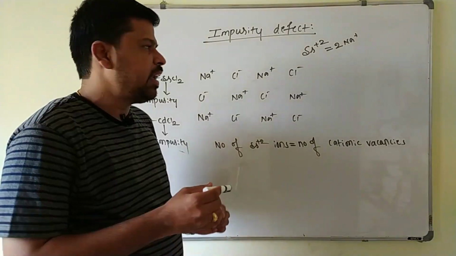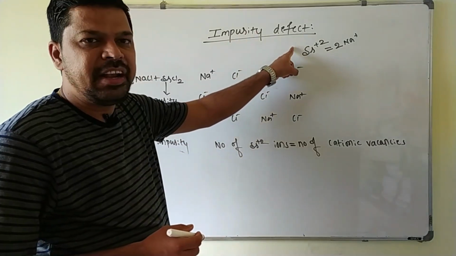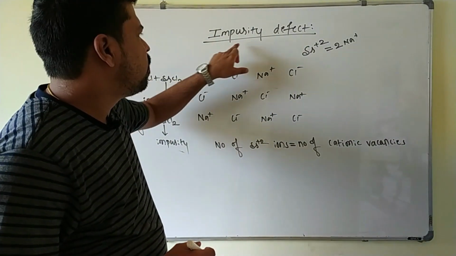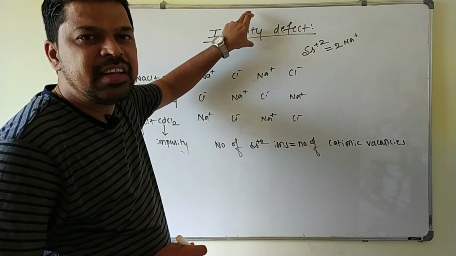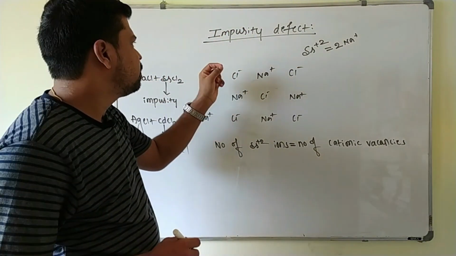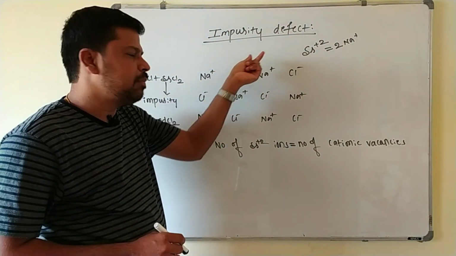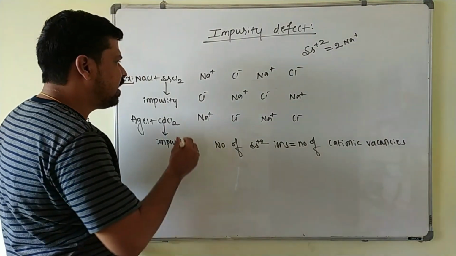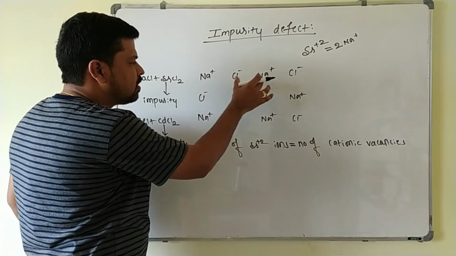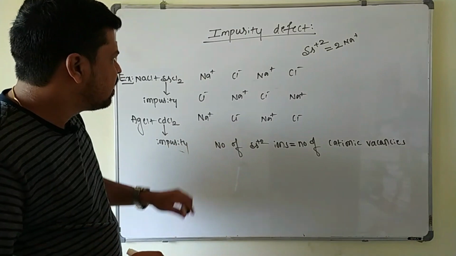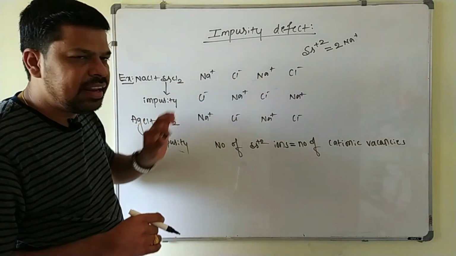Next one. So the next type of defect is impurity defect. In this one, what happens? This defect is created due to the presence of impurity atoms in the crystal. For example, if I take an NaCl crystal and some impurity atom is introduced, then some defects are produced in the NaCl crystal.